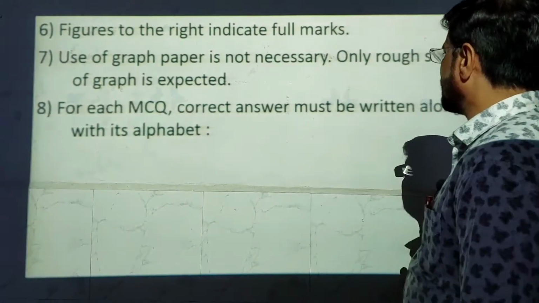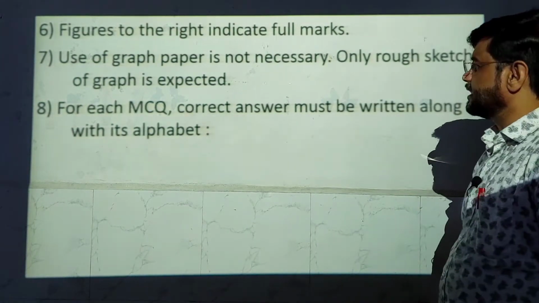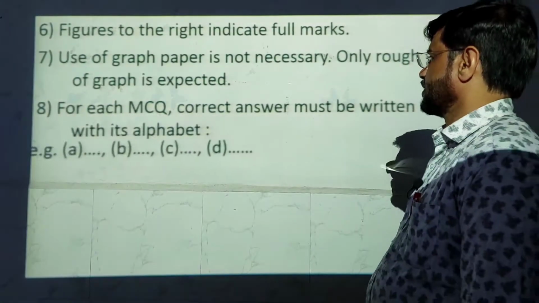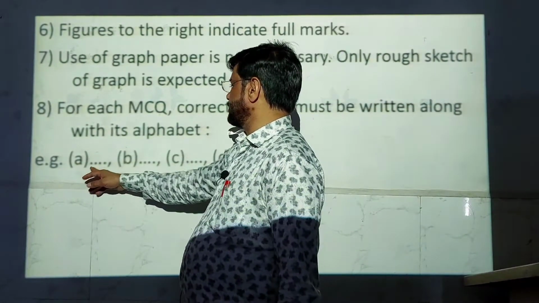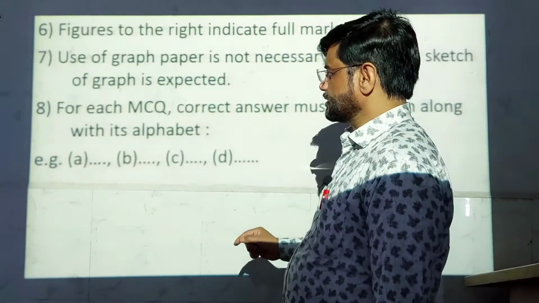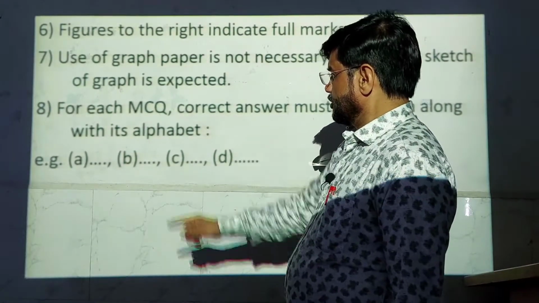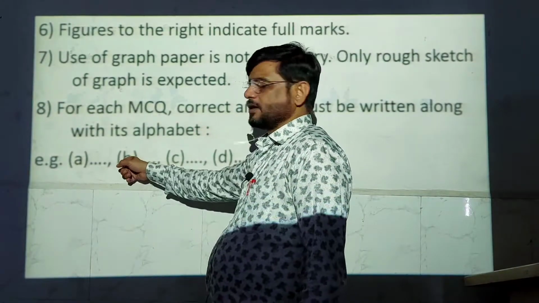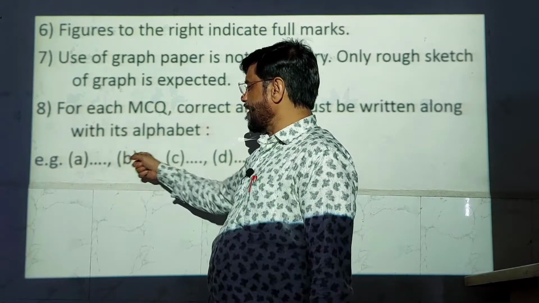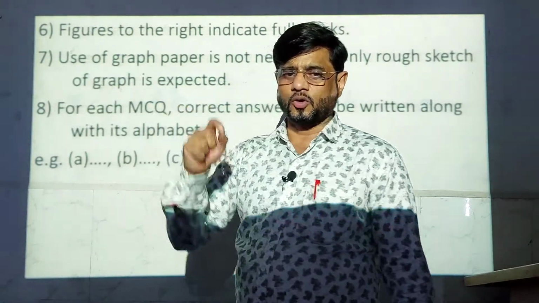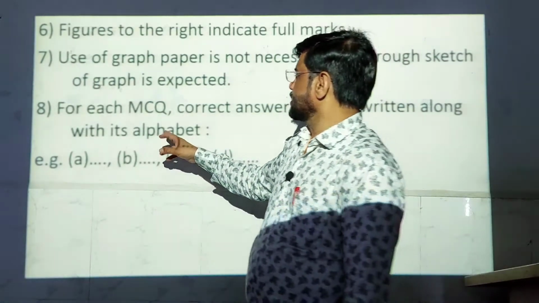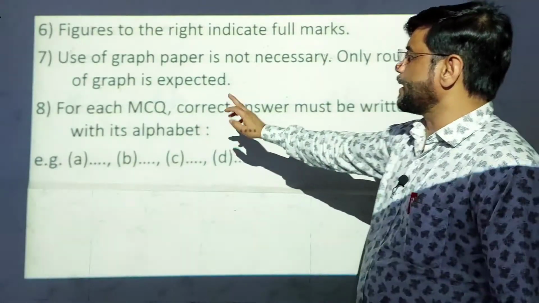For each MCQ, the correct answer must be written along with its alphabet. There are 4 options in MCQ type: A, B, C and D. Suppose for question number 1 the correct answer is B. Then you must write B and that answer. Don't write only B, or only the correct answer. Understood? Means correct answer with alphabet.